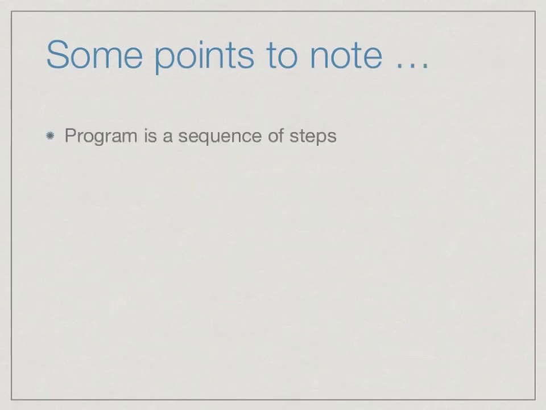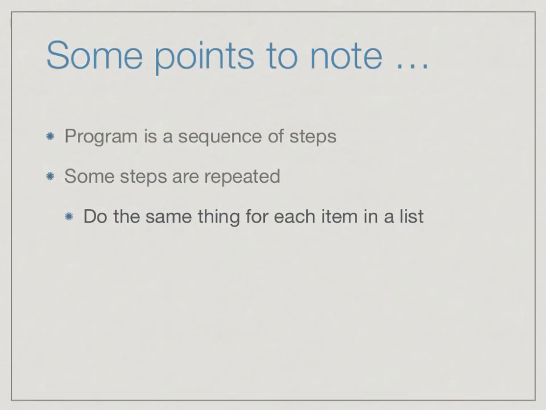The other part that we need to note is how we execute steps. So as we said at the beginning of today's lecture, a program is a sequence of steps, but we don't just execute a sequence of steps from beginning to end blindly. Sometimes we have to do the same thing again and again. For instance, we have to check for every possible factor from 1 to m if it divides m and then put it in the list. Right? So some steps are repeated. We do something, for example, here for each item in a list.